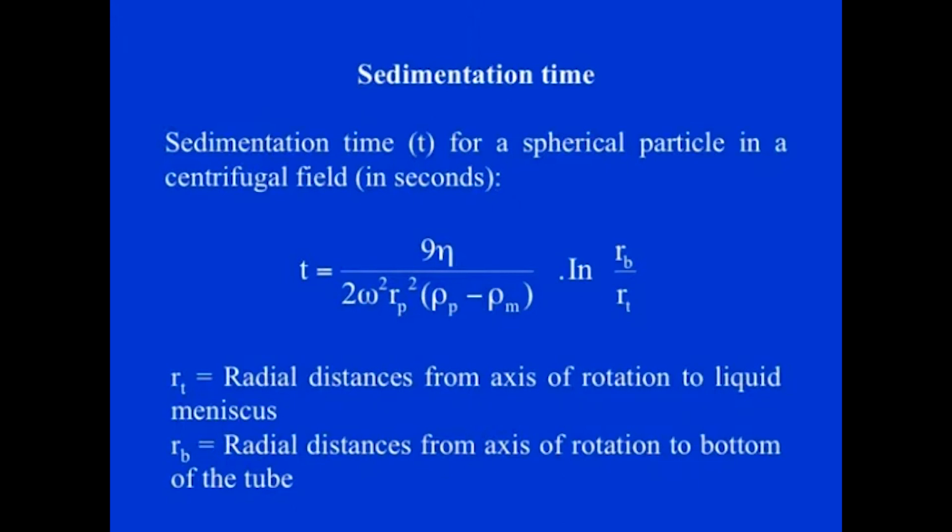Now, there is another term we can determine, that is sedimentation time, which is how much time a particle will take to sediment to a certain extent. The sedimentation time for a spherical particle in a centrifugal field, in seconds, is given by this particular equation, derived from the earlier equation, where T, the time of sedimentation in seconds, involves log R b upon R t. Here, R t is the radial distance from the axis of rotation to the liquid meniscus, and R b is the radial distance from the axis of rotation to the bottom of the tube. So this equation gives you the sedimentation time.